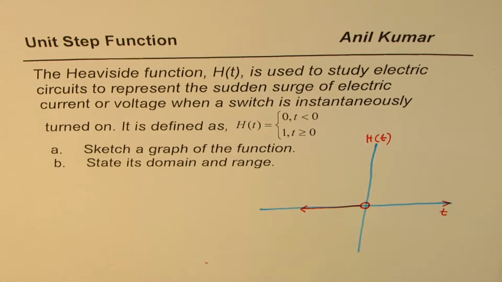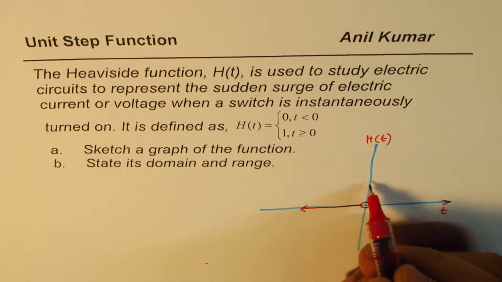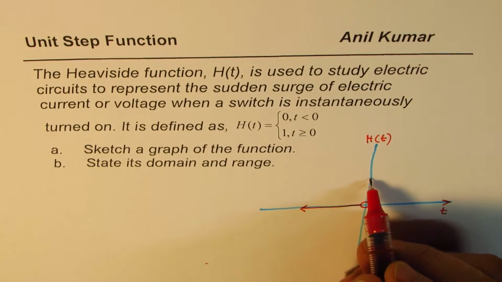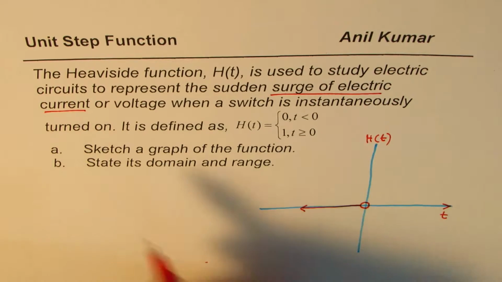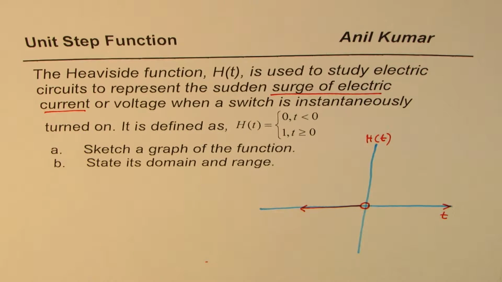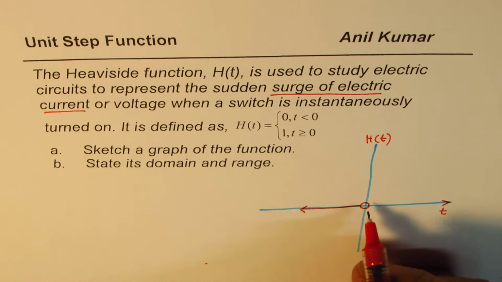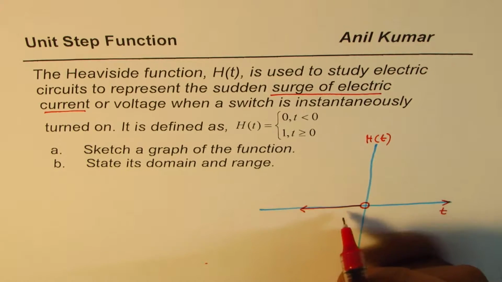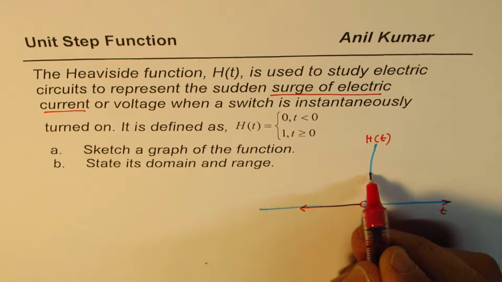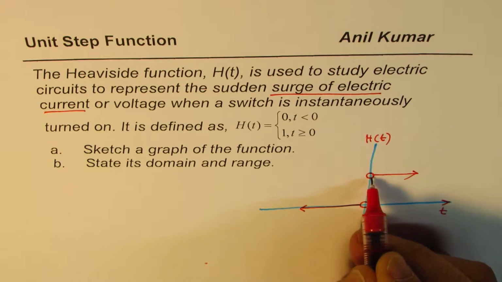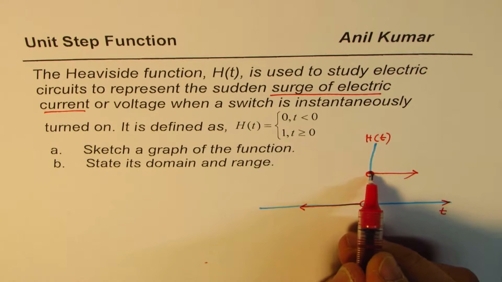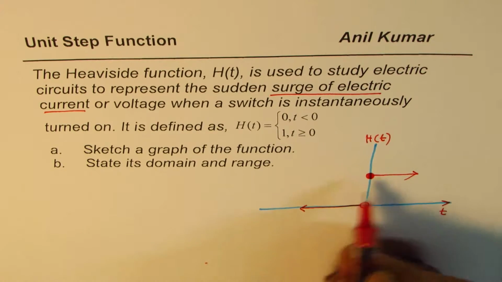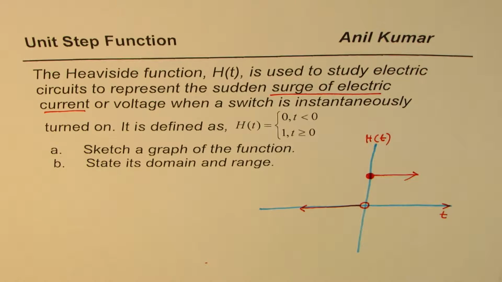Now as soon as you put the switch on, the current starts flowing, and that's what we call a surge of electric current, right? And also the voltage is there at those points, correct? So immediately the switch is on, it goes from 0 state to 1 state, like this. Now this circle is actually filled in because you have greater than or equal to. So that becomes the graph of the function.